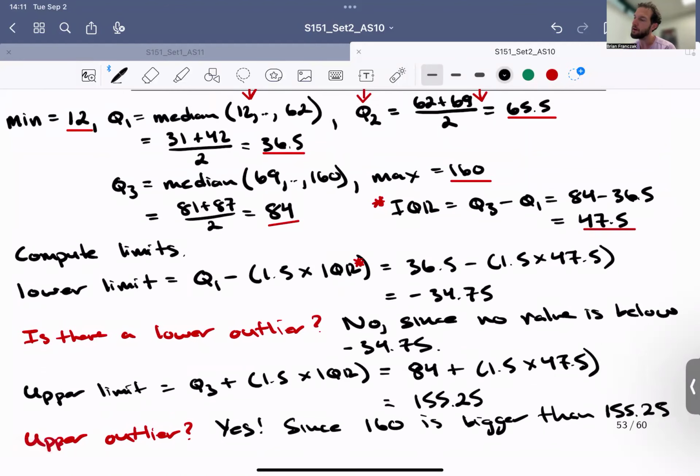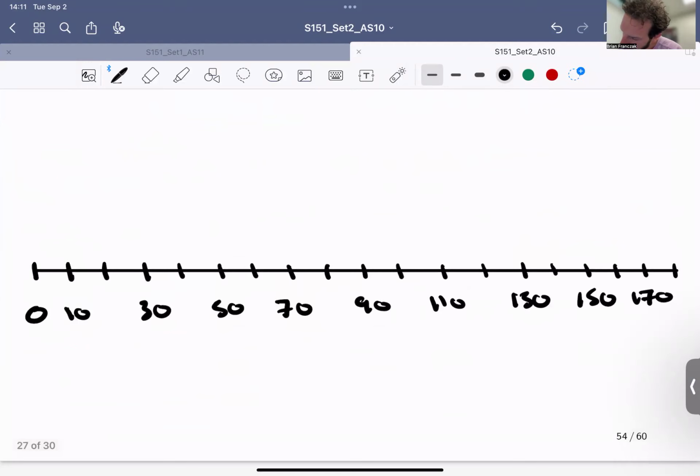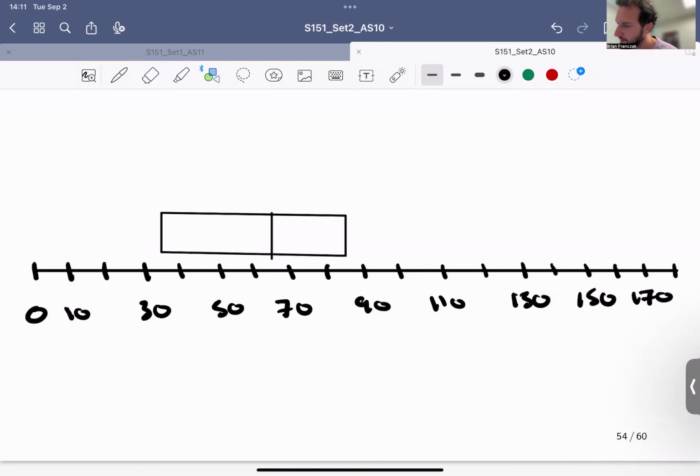So we have 36.5, 65.5, and 84. So 36.5 would be roughly, let's say, about here. 65.5 would be about here. And 84 would be roughly here. All right, and then I'm going to connect these together like this. And now I have my box.